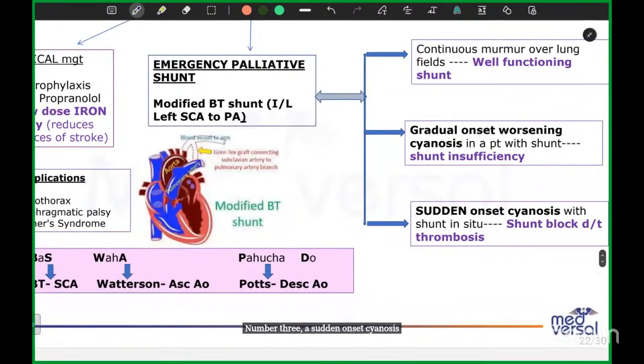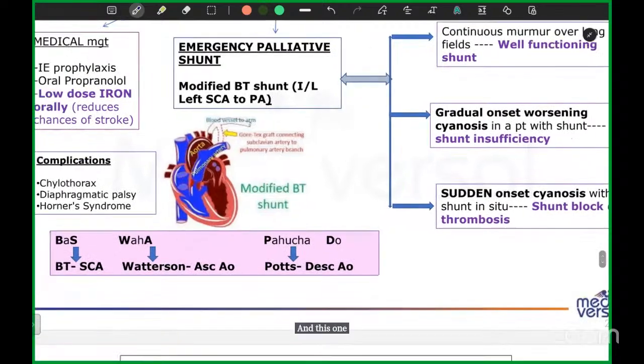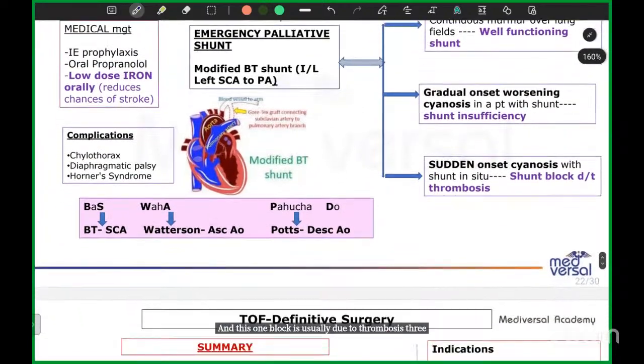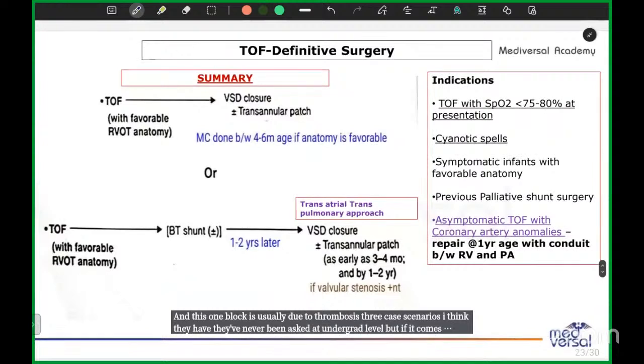If there's a sudden onset cyanosis with a shunt in situ, it is usually a shunt block, which is an emergency, and the shunt block is usually due to thrombosis. Three case scenarios: I think they've never been asked at undergrad level, but if it comes someday, you can always remember this back from there.